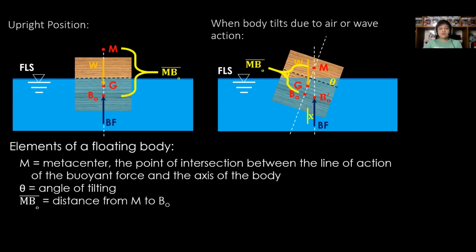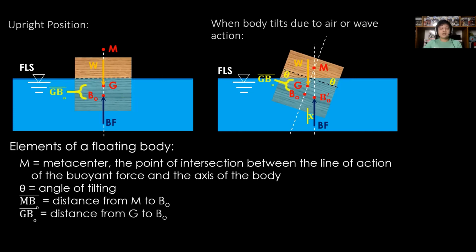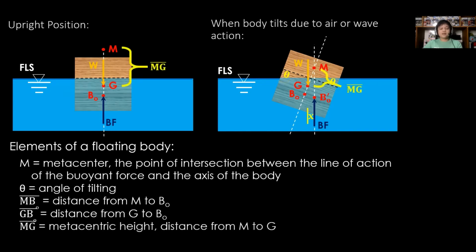On the other hand, for our measured distances, for MBO bar, it is the distance from metacenter to the center of buoyancy. Next is for GBO bar. It is the distance from center of gravity to center of buoyancy. And finally, we have the distance MG bar. It is the metacentric height, the determinant of stability, and that is the distance from M to G.